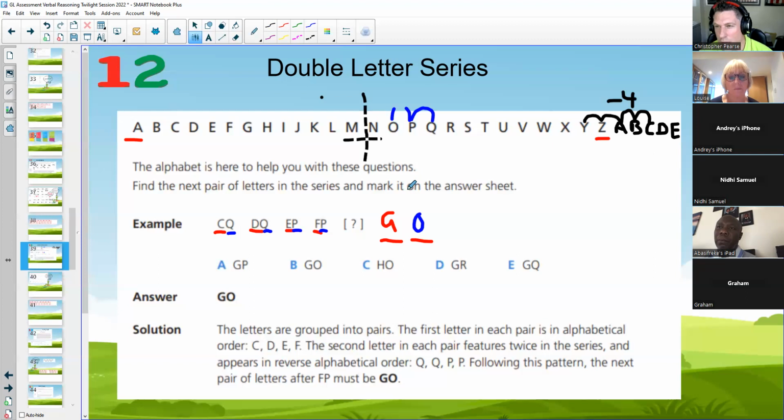And it is worth children learning their mirrored letters. And we're going to look at a question type a little bit later called letter analogies. And that also relies on those mirrored pairs.